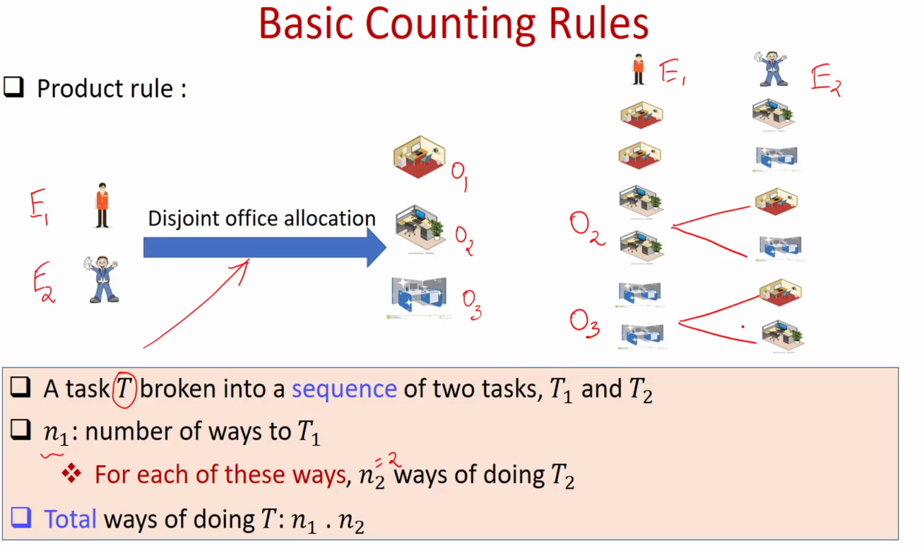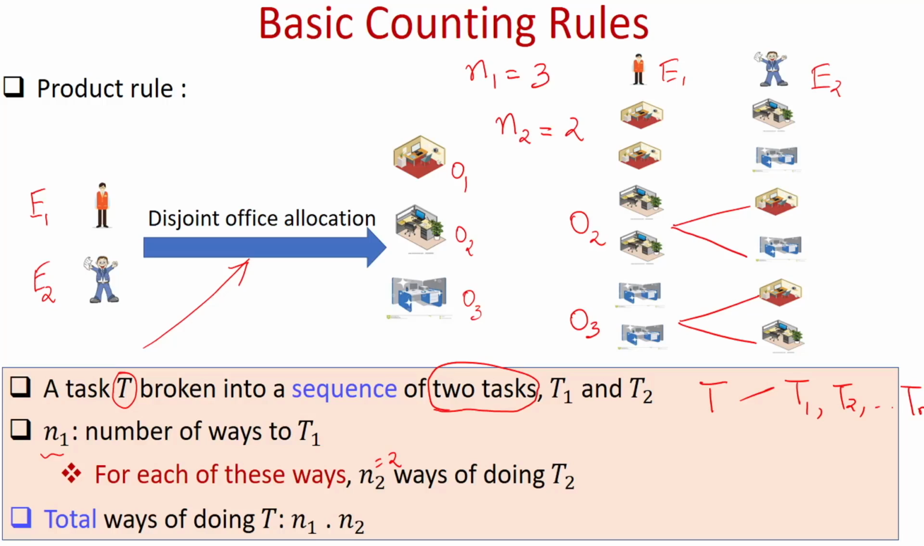And that's why in this case the answer, namely the total number of ways of assigning disjoint office space to the two employees, is 6, right? Because n1 is 3 in this case, because I can either assign office number 1, office number 2, or office number 3 to the first employee. So there are three ways, and for each of these three ways I have two ways of solving subtask 2, and that's why the total number of ways of solving the bigger task is n1 times n2. So that's the product rule. So in this case I have considered the scenario where the task T was divided into two subtasks, but in general, the product rule can be applied even for cases where your task T can be divided into subtasks T1, T2, and like that, m number of subtasks.